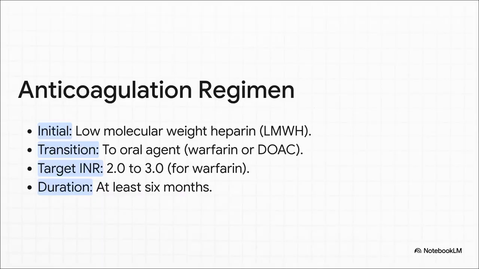So what does the actual treatment plan look like? Well, it's a pretty standard playbook. We hit them hard and fast up front with an injectable like low molecular weight heparin to get things under control immediately. Once they're stable, we bridge them over to an oral pill for the long haul, like warfarin or one of the newer DOACs. The bare minimum treatment time is 6 months, but for some folks, if they have an underlying clotting disorder, it could be lifelong.